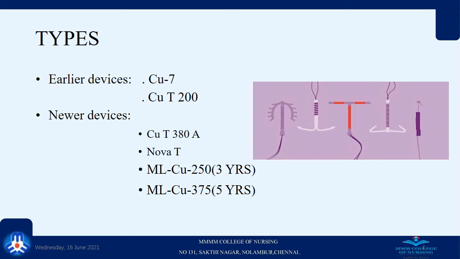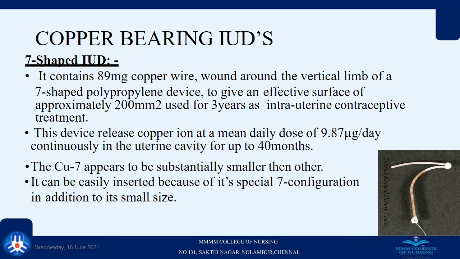So let's see the types of intrauterine devices. In the earlier devices, we were using copper 7 and copper T 200. Now newer devices have been found. Those are copper T 380A, Nova T, multi-load copper 250 and multi-load copper 375. These are some of the types of intrauterine devices. Let's see one by one in detail. First is the 7-shaped intrauterine device. These are copper bearing intrauterine devices.